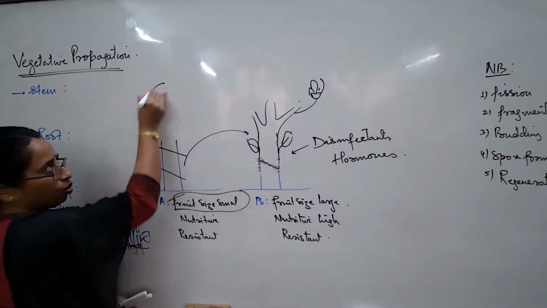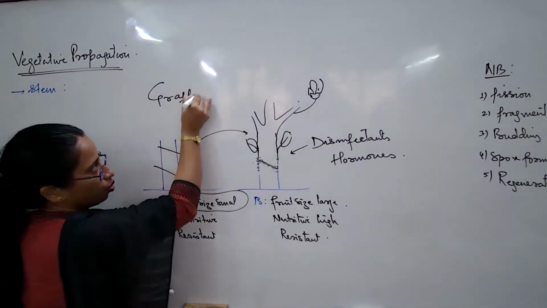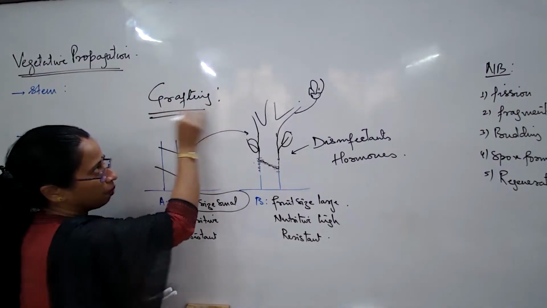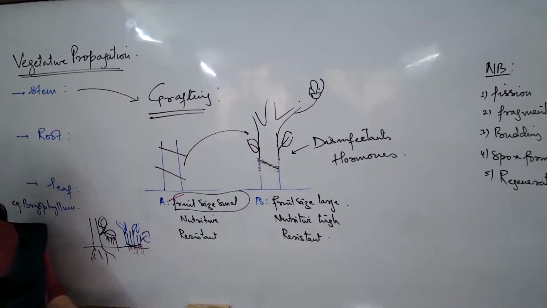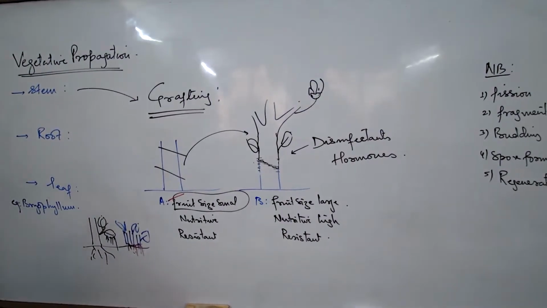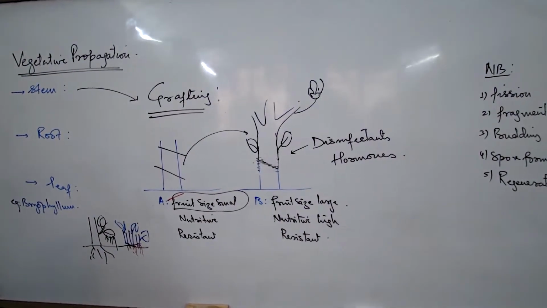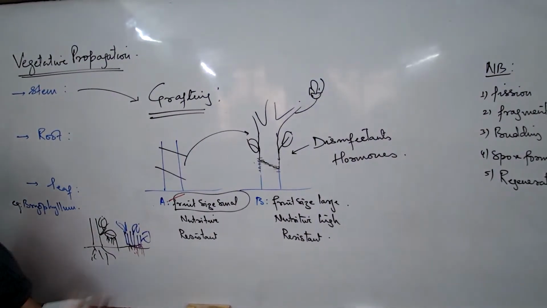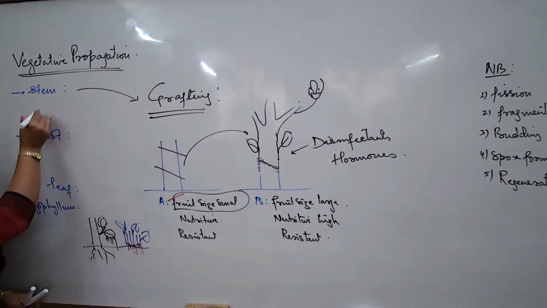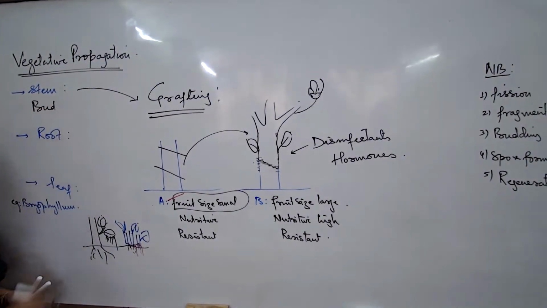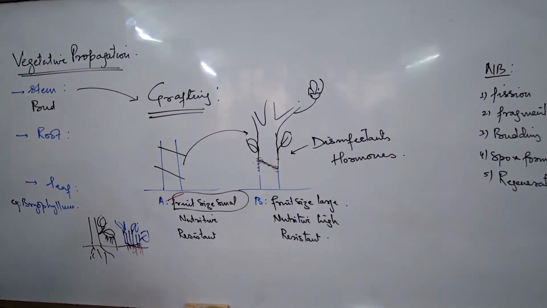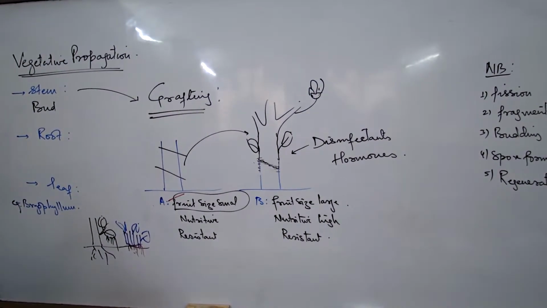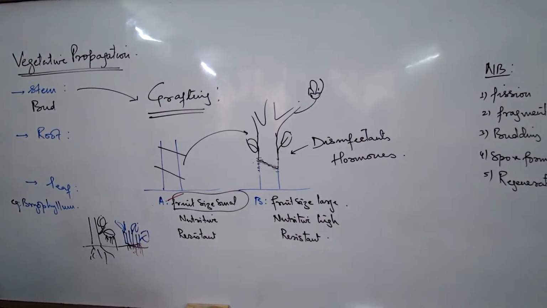What is this method known as? This method is known as grafting. Which part of the plant is used here? The stem is always used in this method known as grafting. But along with the stem, the bud can also be used. The young bud of the plant can also be used. A bud is a small growing tissue of a plant. Stem can be used, bud can be used for growing a new variety.